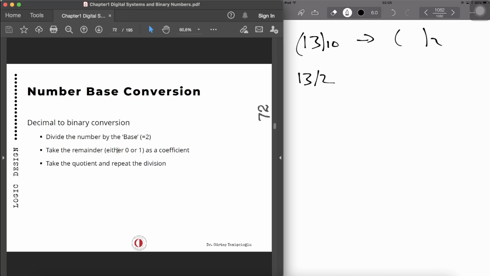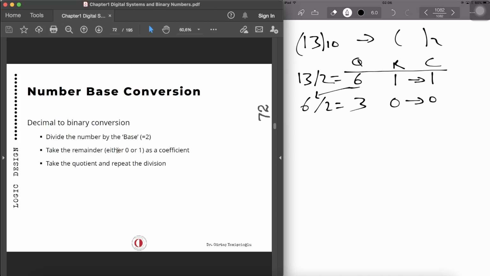So 13 divided by 2. We need a quotient, we need a remainder, and we need a coefficient. These are the three things that we are looking for. So 13 divided by 2, quotient is going to be 6. Remainder is going to be 1. Coefficient is the same as the remainder, so it's going to be 1 as well. Then we got 6, so that 6 comes down, divided by 2. This is going to be 3. Any remainder? No. The coefficient is going to be 0 as well.